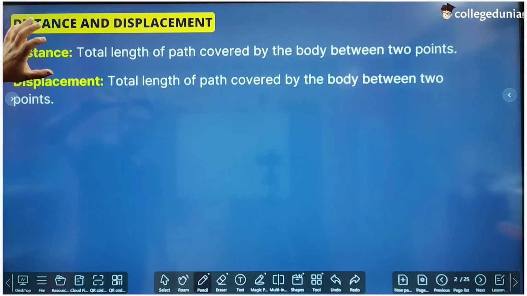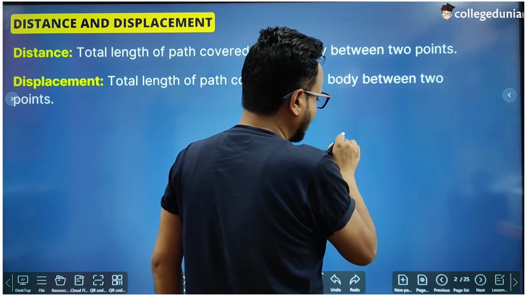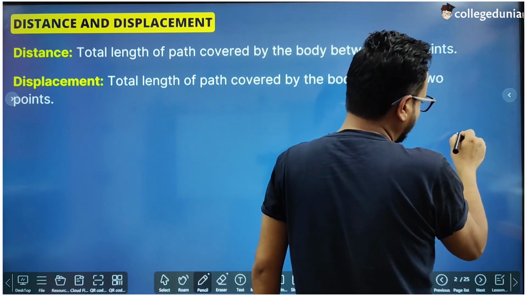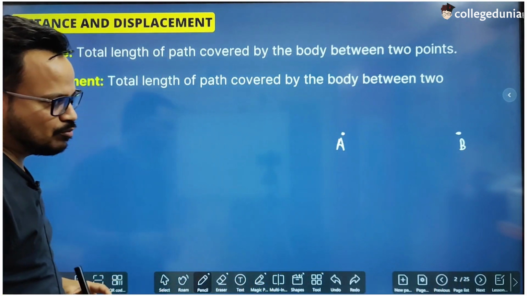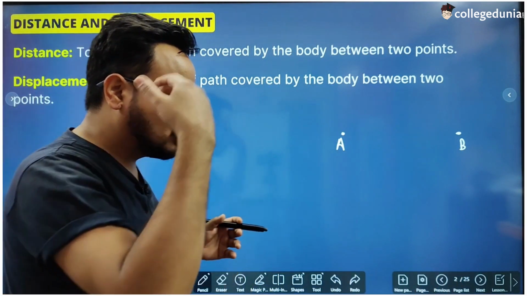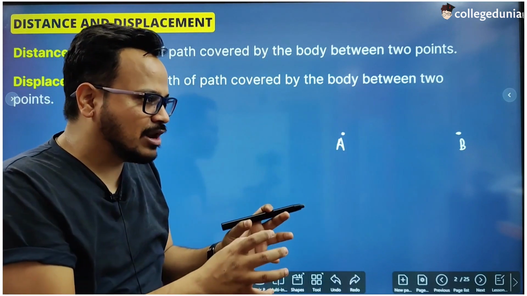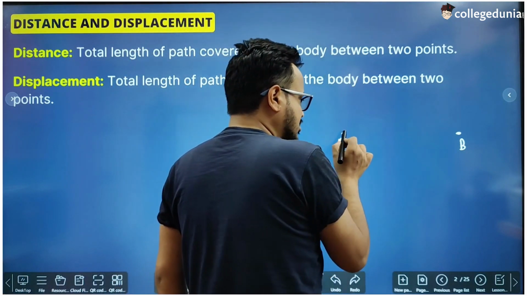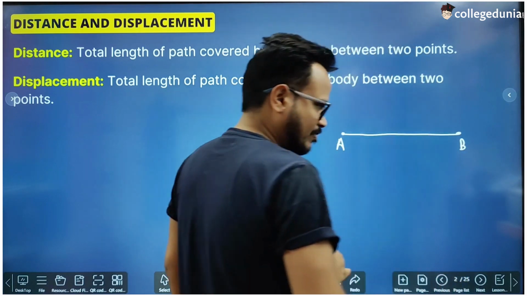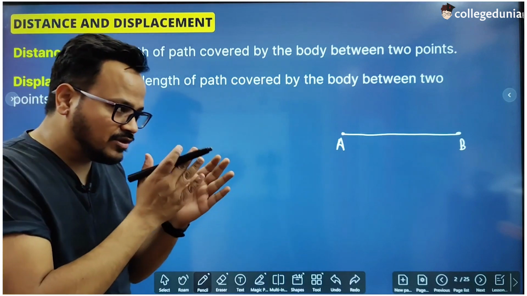So let's discuss some very important terms before moving ahead. First one is distance. If a body is moving from A to B, in real life, when you are leaving your place to go to a friend's house, you do not go directly, right? You follow a particular path, some road or something. So in the real world, it is not possible to connect any two points on the ground with a straight line or with a straight road.